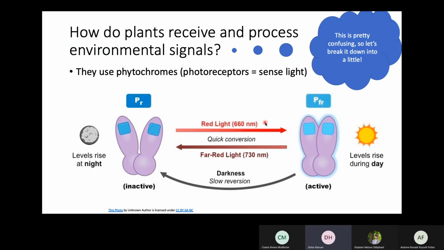So again, when the plant is receiving lots of red light, so it's in direct exposure of the sun, it's going to be in the active configuration.